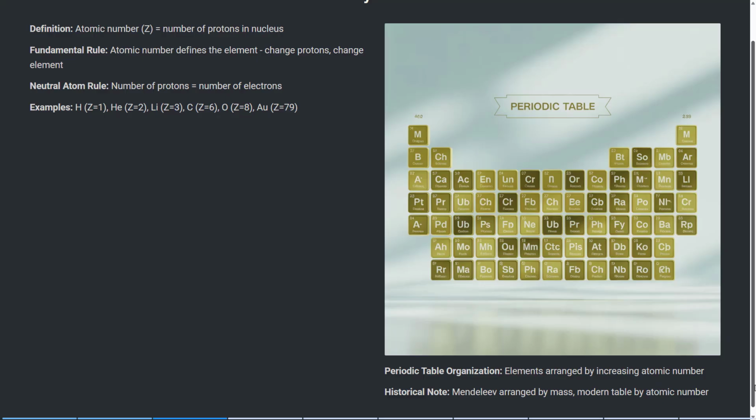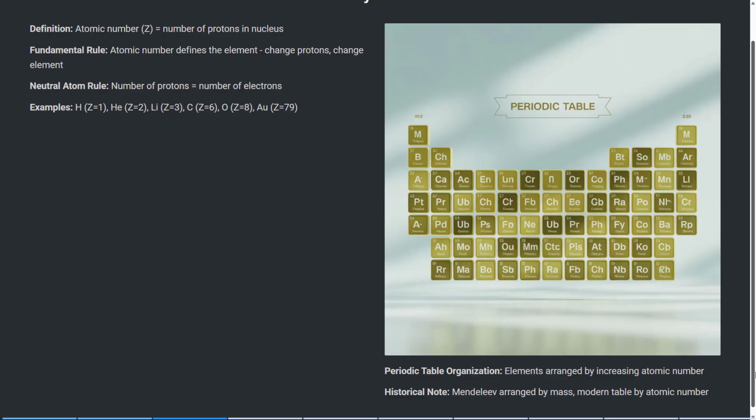Here's an important rule for neutral atoms. The number of protons always equals the number of electrons. So if carbon has 6 protons, it also has 6 electrons in its neutral state. The periodic table is organized by increasing atomic number, not by mass, as Mendeleev originally proposed. This organization reveals the periodic patterns we see in element properties.